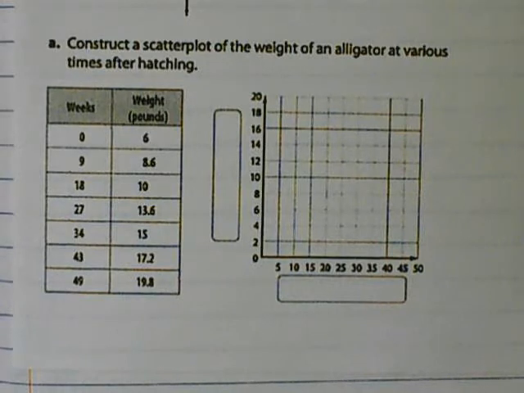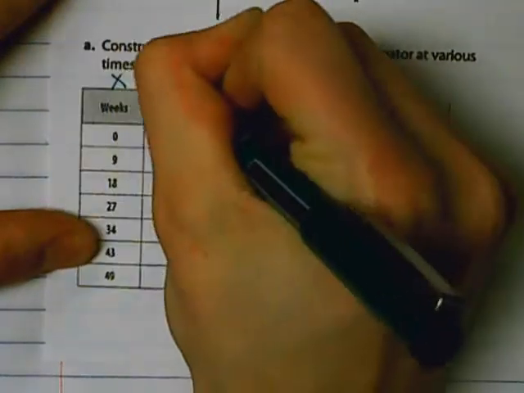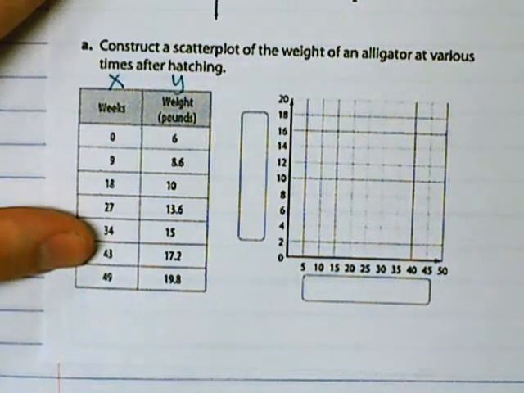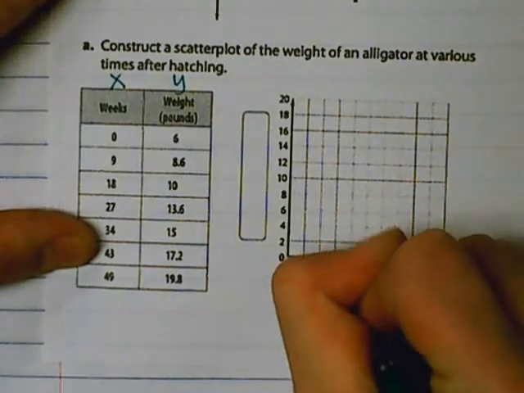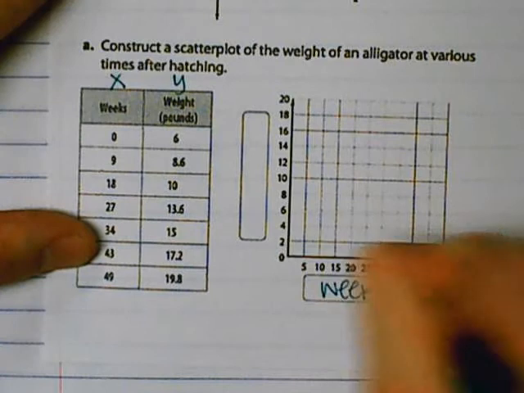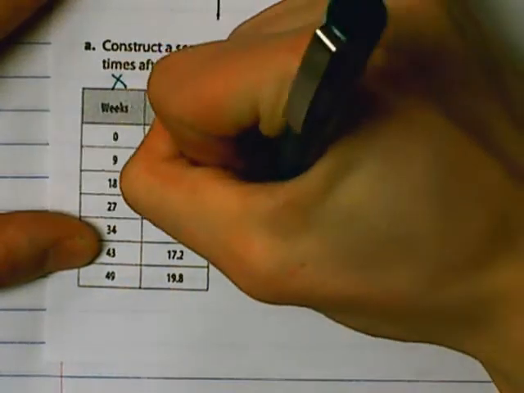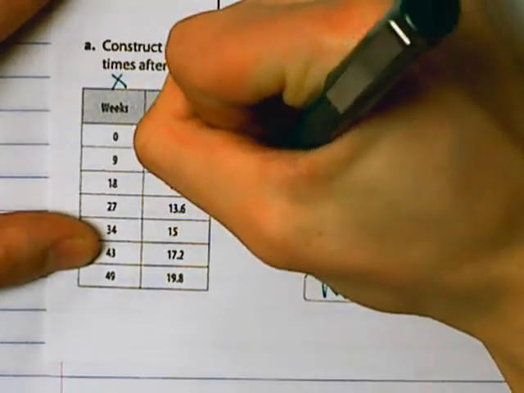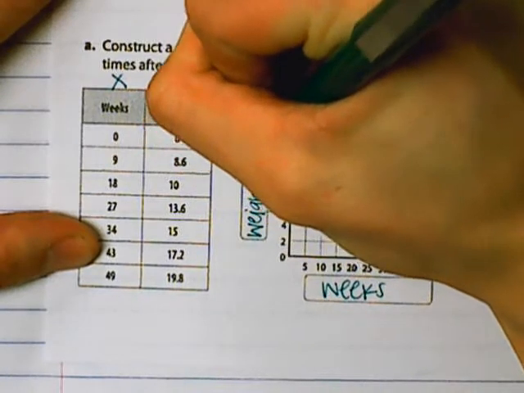So A, construct a scatter plot of the weight of an alligator at various times after hatching. All tables are set up as X and Y. We know our X-axis is talking about weeks. Our Y-axis is talking about weight in pounds.